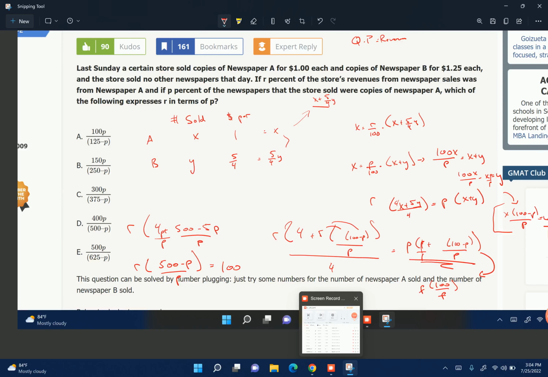Okay, so this only expresses R in terms of P, which means solve for R. And this is also over 4. So then I'll go and multiply the 4 to the other side, that's 400. So that 4 is gone. And then I'll continue to solve for R, so multiply by P. That goes to the other side, so R equals 400P divided by 500 minus P.